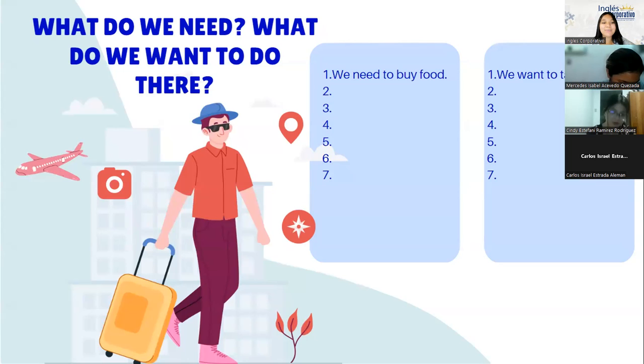We need to buy a camera. Okay, and we need winter clothes. Oh, we need winter clothes without the two. Erase two. Okay. And we need to buy personal care products. You need to buy personal care products. Perfect. Thank you, Cindy.